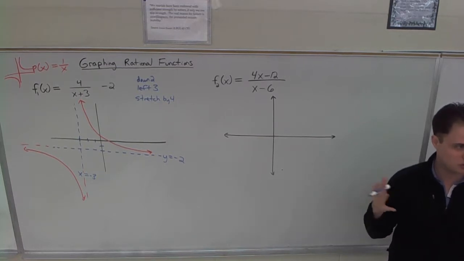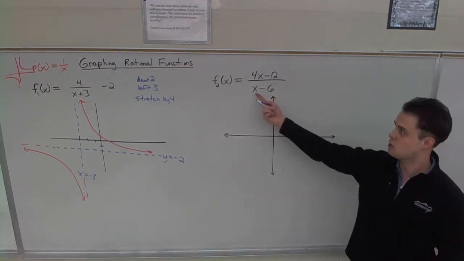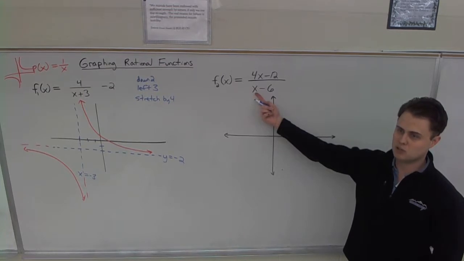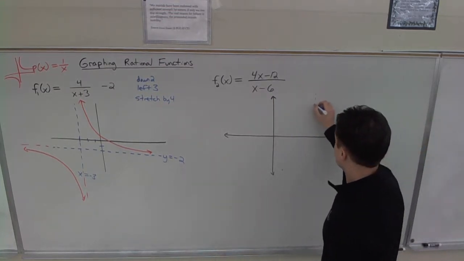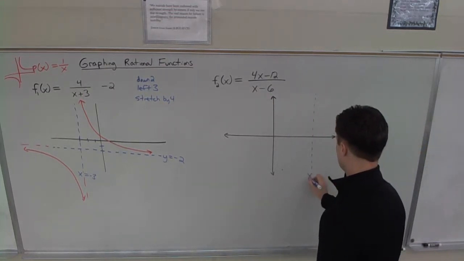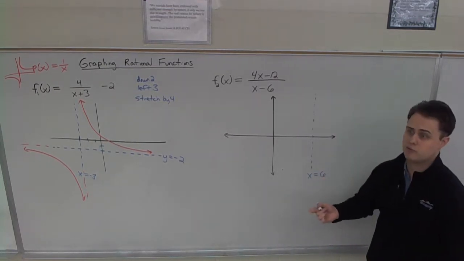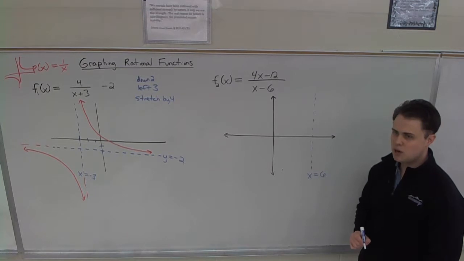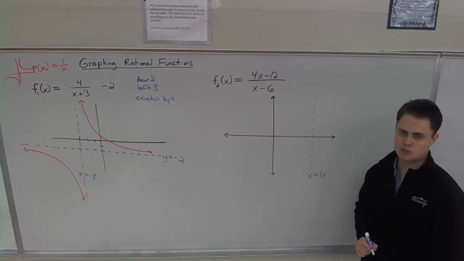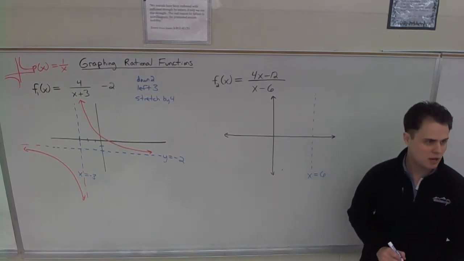Okay, there could be 1, 2, 3. This one just has one spot where you can make it 0 if you put in 6. So I'm going to go over here at 6 and make a vertical asymptote. There we go. That's like step 1, if you will. Step 2, I want to find intercepts for this guy. So let's find the x and y intercepts.